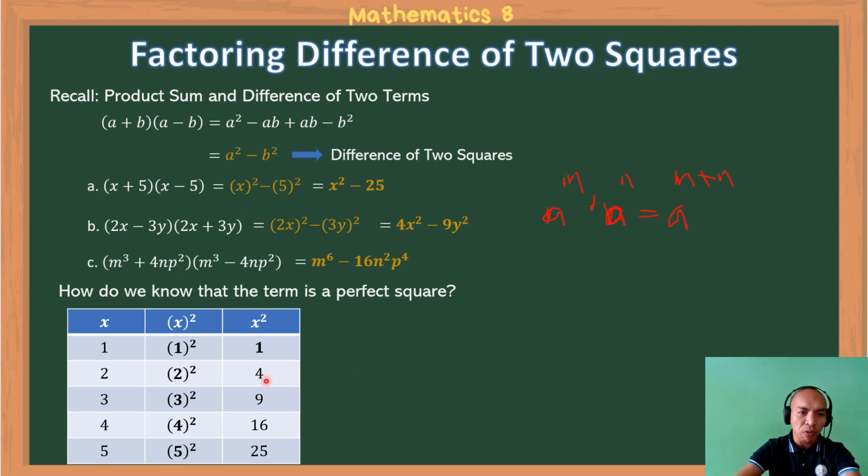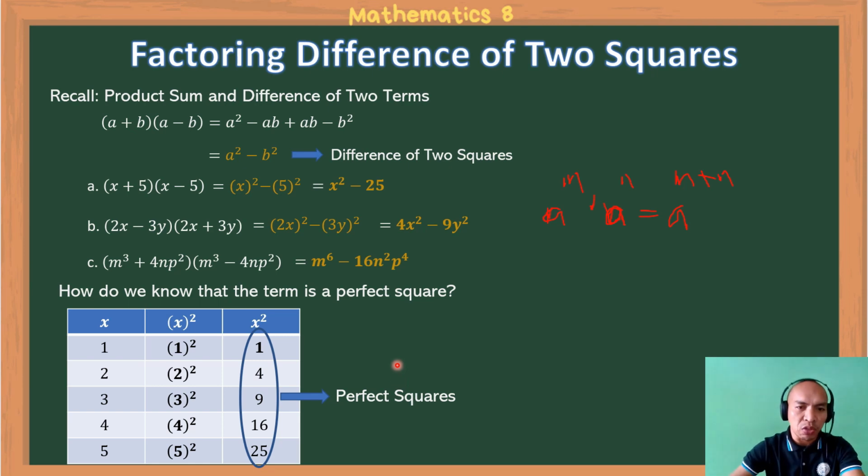So take note of the exponent. Do not multiply the base and the exponent. Instead, multiply the base by itself, as indicated by the exponent. So for example, 3 to the power of 2 means that you are going to multiply 3 two times. So 3 times 3 is 9. 4 times 4 is 16. 5 times 5 is 25, and so on. These numbers are called perfect squares.